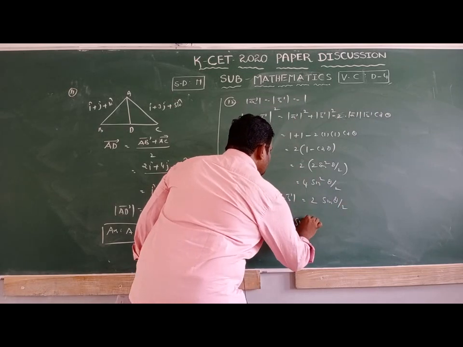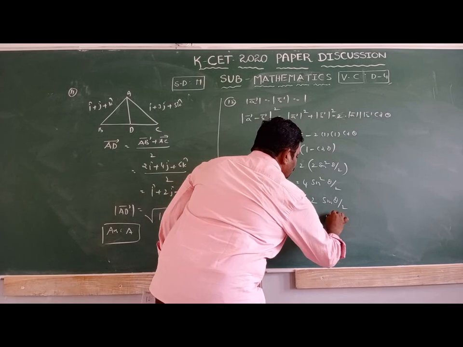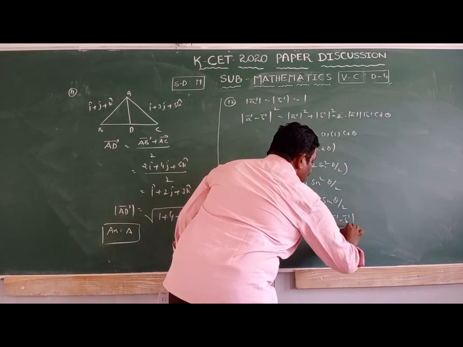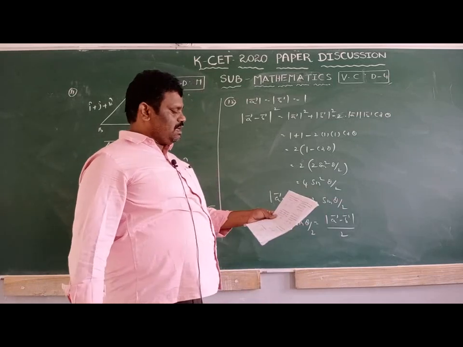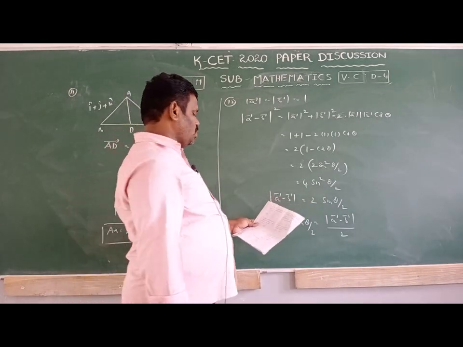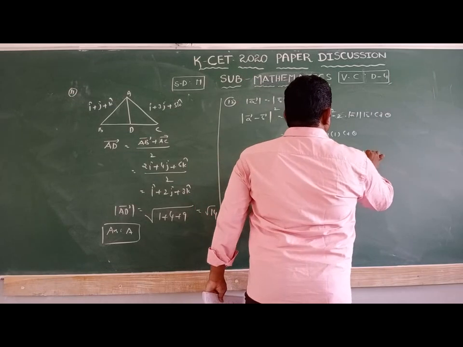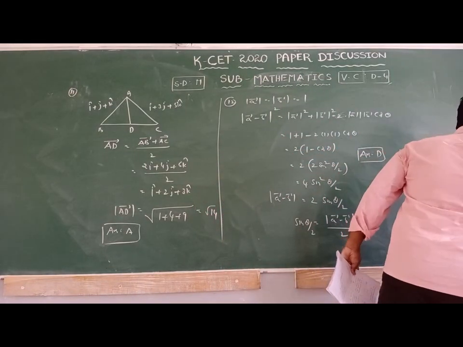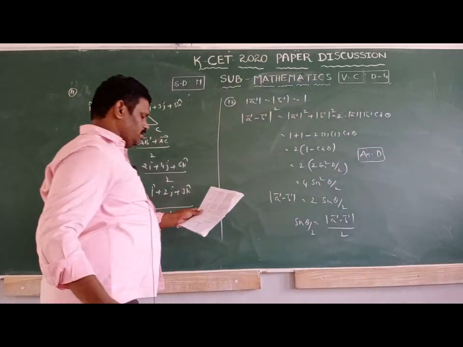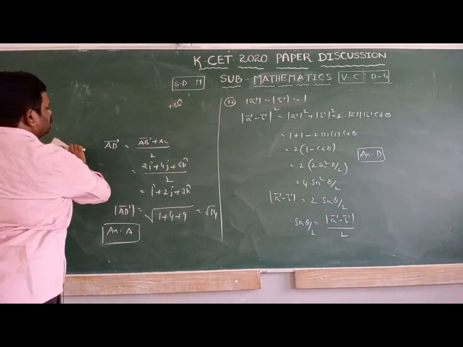Then finally sin theta by 2 is equal to mod of A bar minus B bar by 2. When we take the square root we eliminate the square on the sin value, so that is why it is A bar minus B bar by 2. So option D is correct here. The answer is option D. Okay? So next.